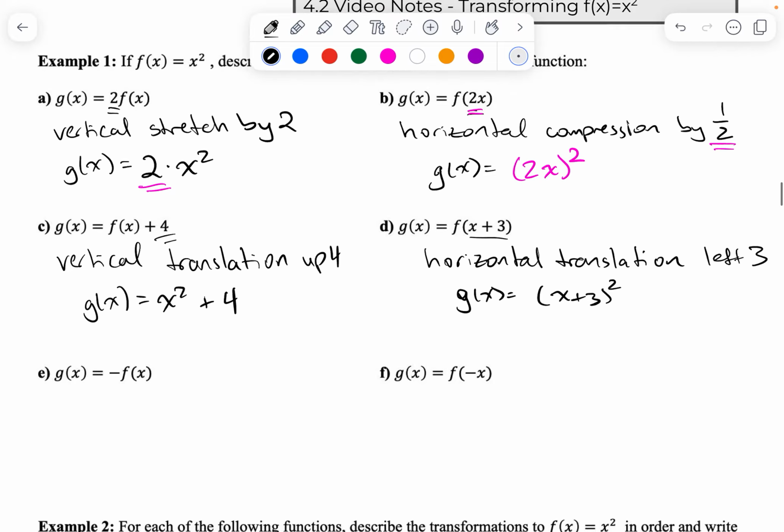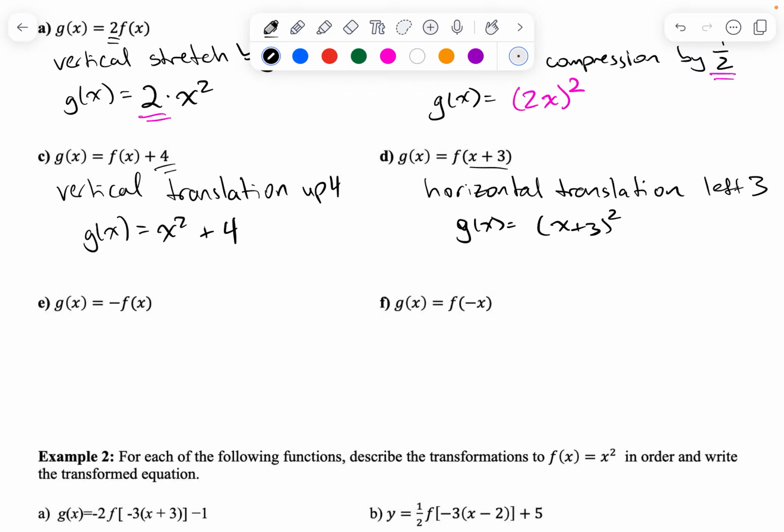All right. So I'm putting a negative outside the whole function. So because it's the whole function, it's vertical. And because it's just turning it negative, it's called a reflection. And so my new function is going to be x squared, but the whole thing's going to be negative.